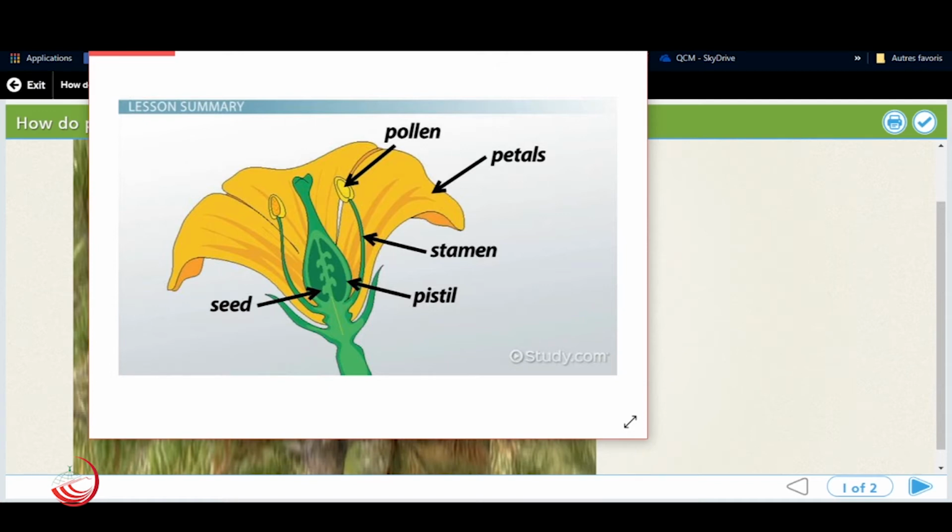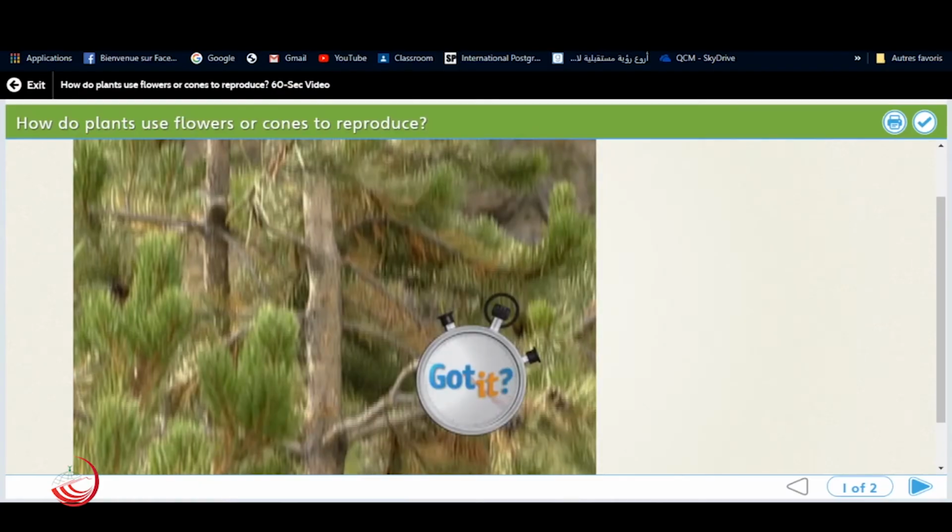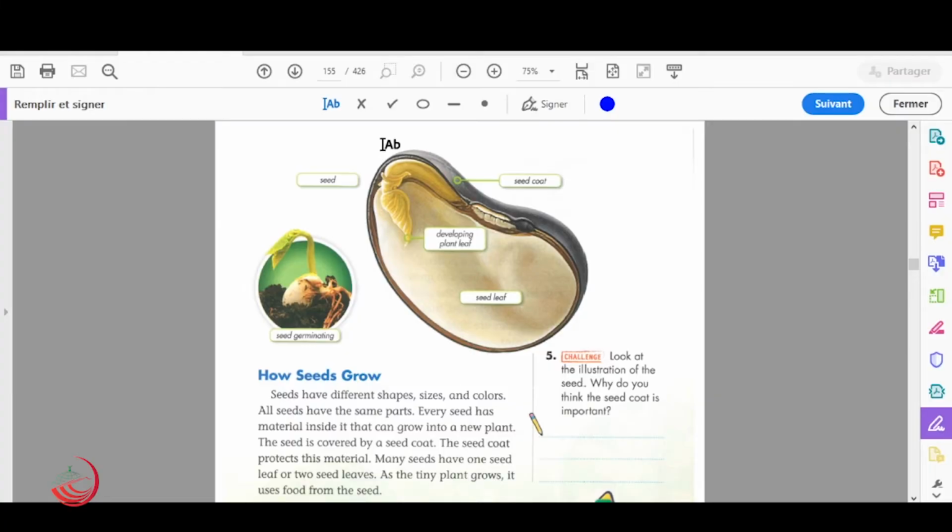I'll be sending you this later. So let's go to our new lesson, and as we do in every new lesson, we write the date: 24th March 2020.